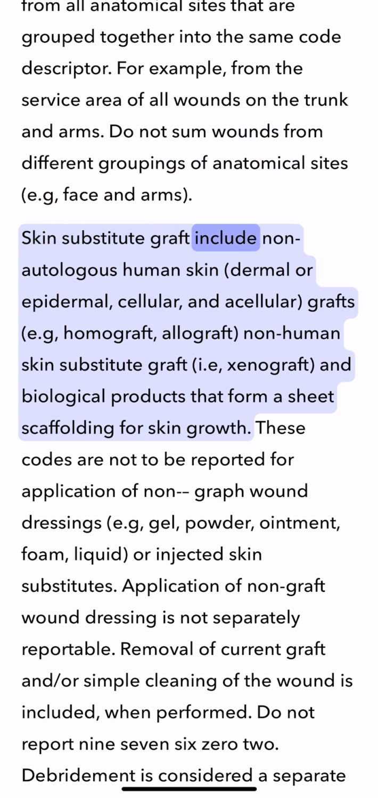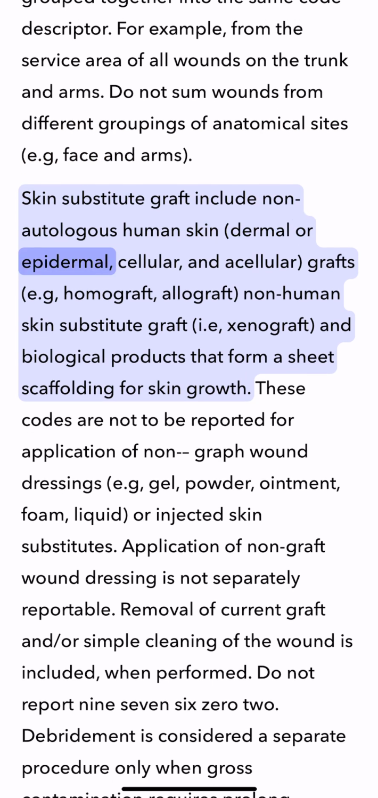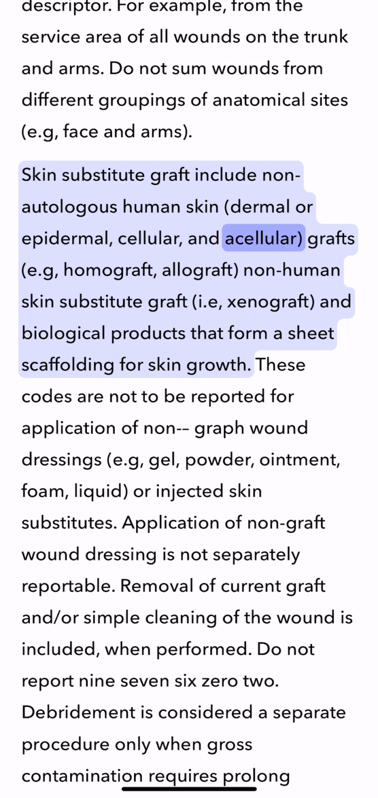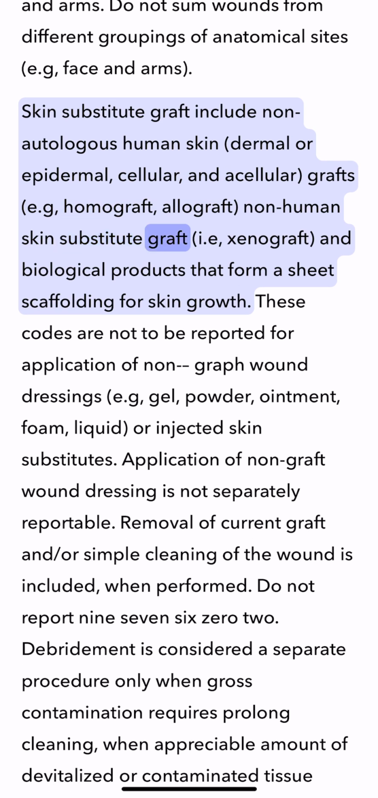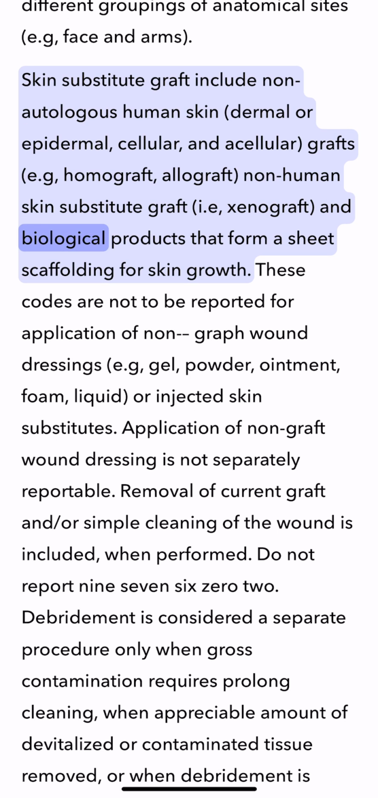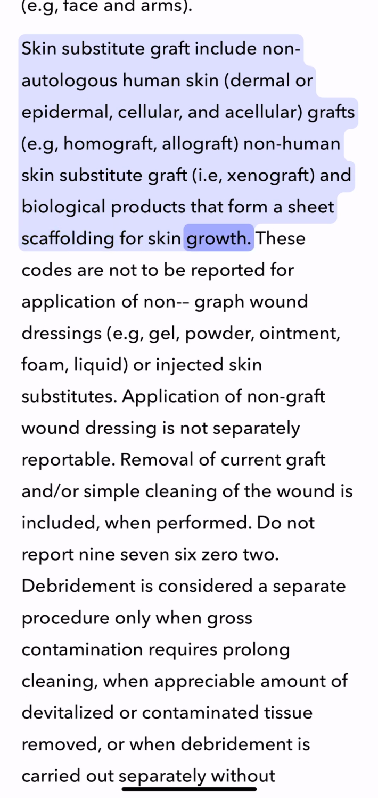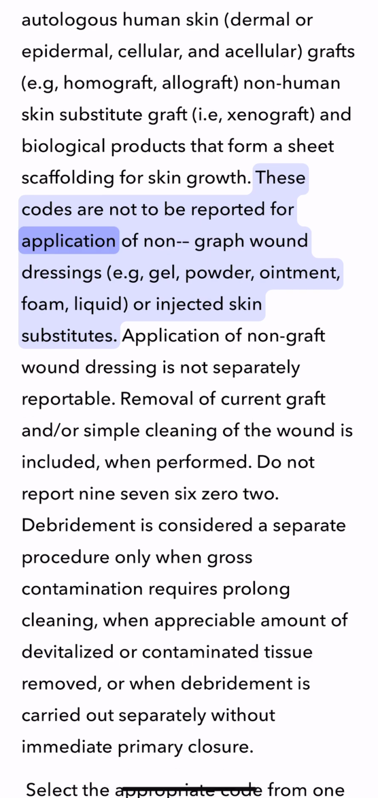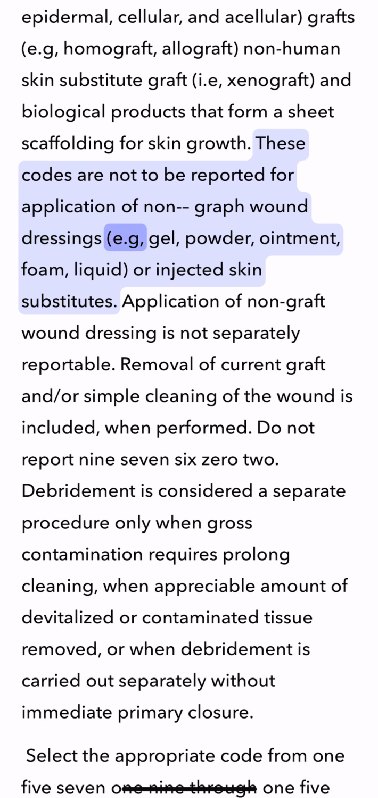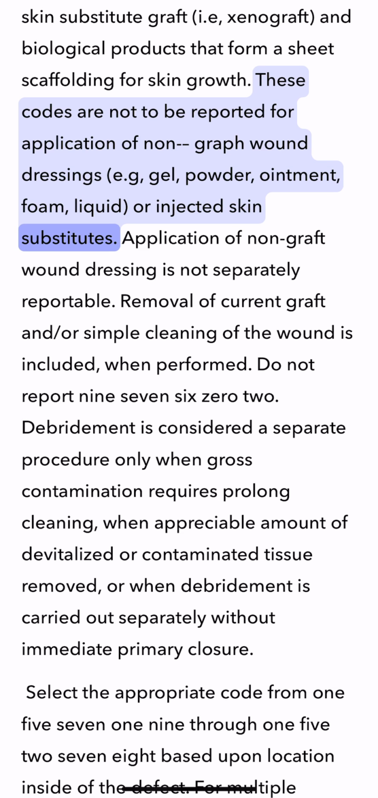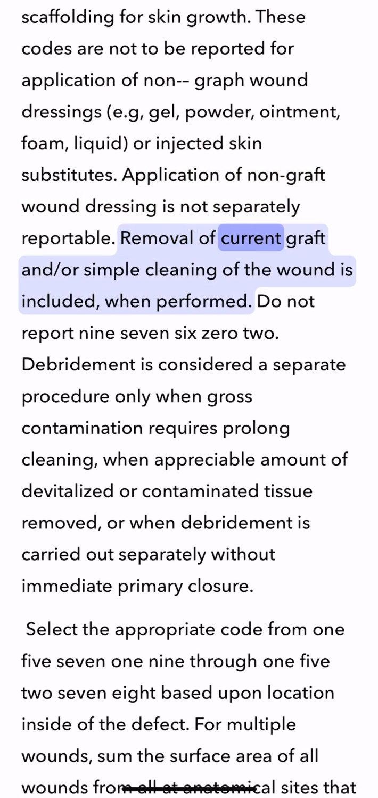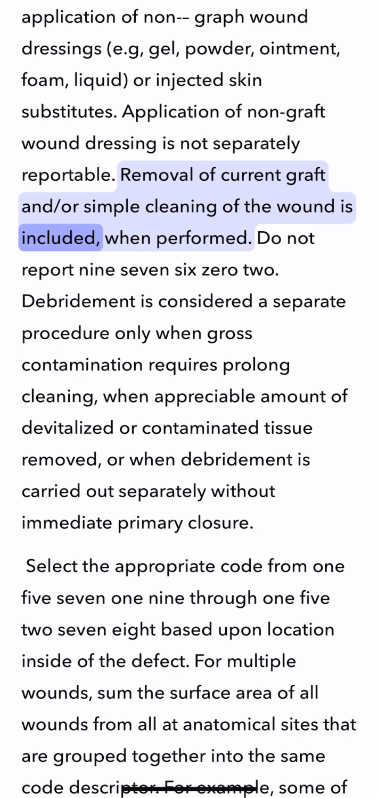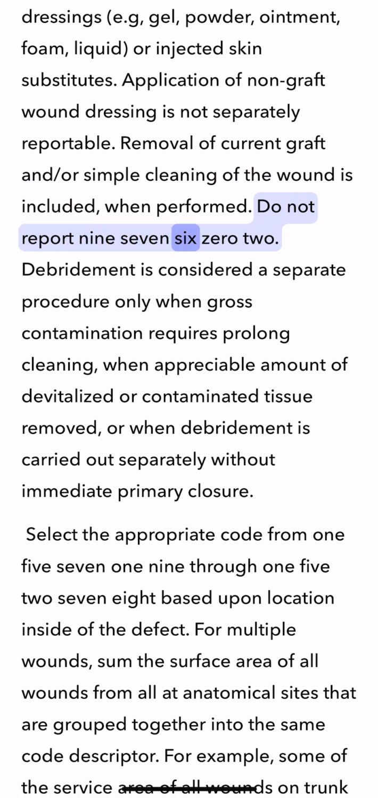Skin substitute grafts include non-autologous human skin, dermal or epidermal, cellular and acellular grafts. For example, homograft, allograft, non-human skin substitute graft, that is, xenograft, and biological products that form a sheet scaffolding for skin growth. These codes are not to be reported for application of non-graft wound dressings. For example, gel, powder, ointment, foam, liquid, or injected skin substitutes. Application of non-graft wound dressing is not separately reportable. Removal of current graft and/or simple cleaning of the wound is included. When performed, do not report 97602.